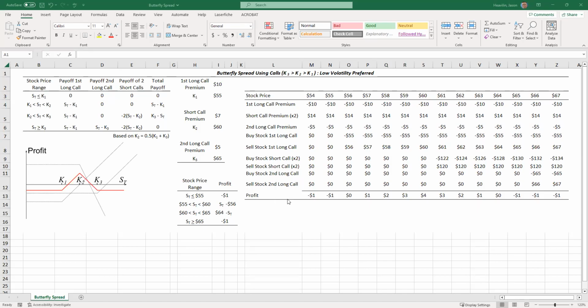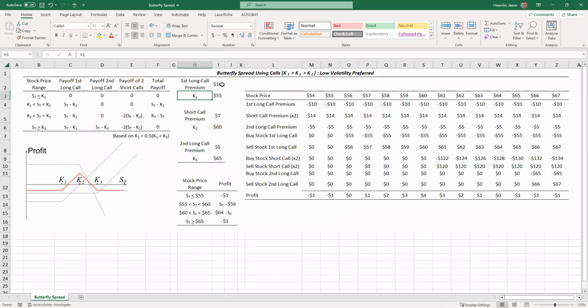In this video, we are going to go over an example of a butterfly spread using call options. One thing to know is that you're going to be doing one long call with a certain strike price K1, another long call with a certain strike price we're going to call K3, and then we're going to short two calls. I'll get to that in a minute. There's going to be two of these with a strike price K2.